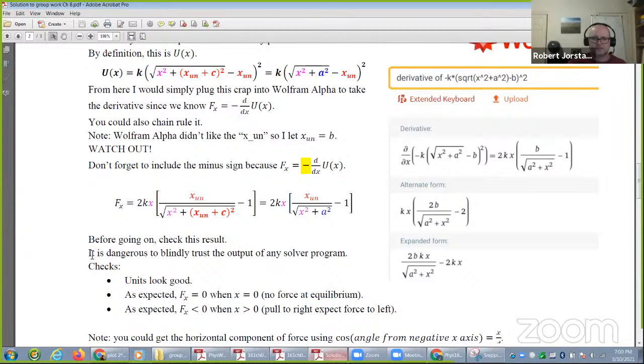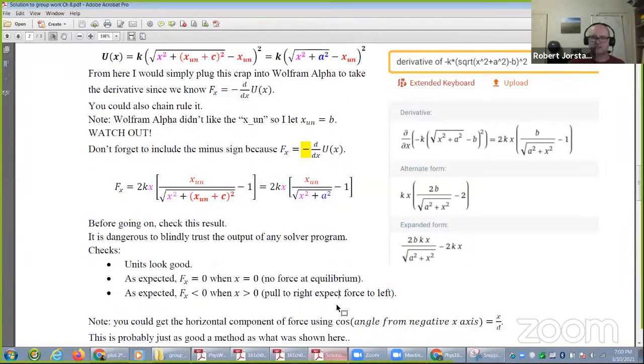Now, this is something that students who are learning should be careful of. It's dangerous to trust a computer without thinking, right? Because you may have told it something wrong by accident. So I checked the units. I checked that the force was 0 when X was 0. There's no force at equilibrium. There was energy, but not force. And then F sub X is negative when X is positive. We expect that if you pull to the right, you expect a force to the left.